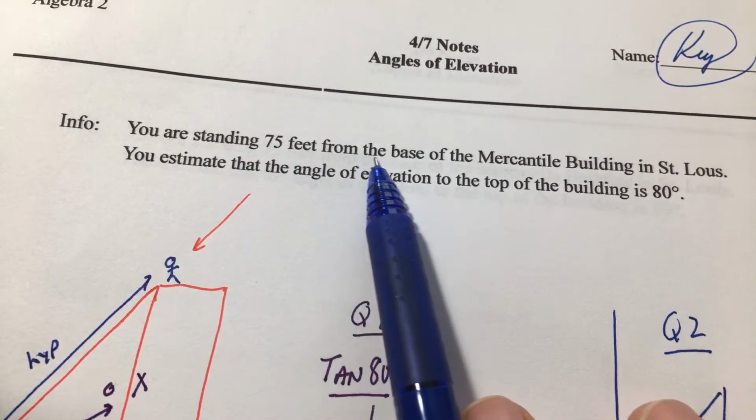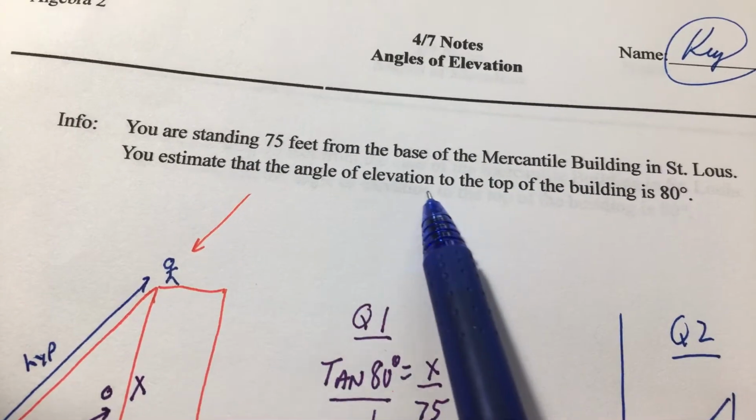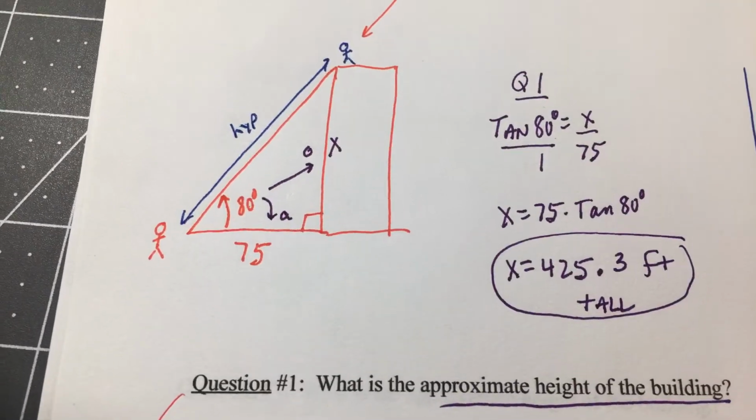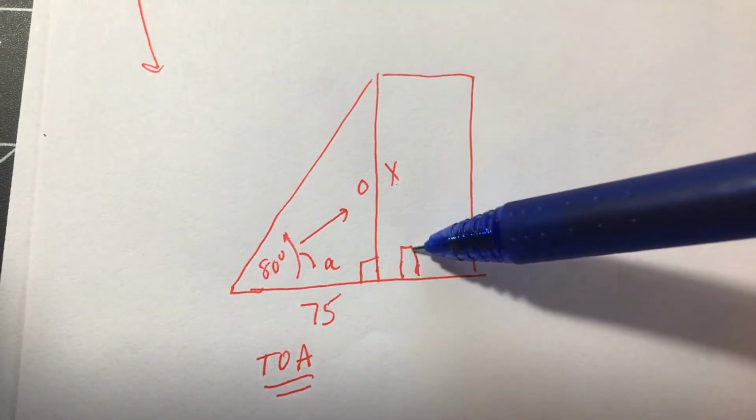You are standing 75 feet away from the Mercantile Building in St. Louis. You estimate that the angle of elevation to the top of the building is 80 degrees. So I just drew a little picture here. Actually, let's go down to this one. So here's my building. We're standing over here. I'll put us in there.